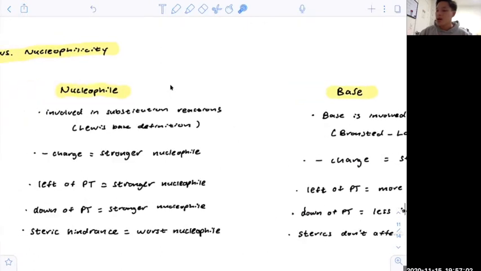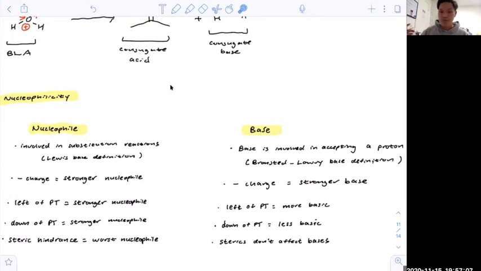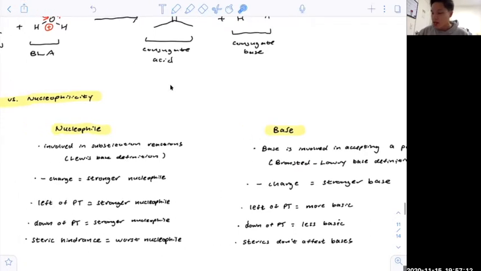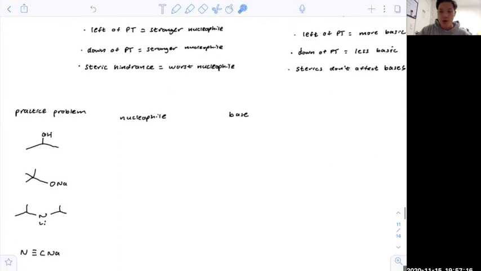Okay. So these are the biggest things that you would have to not memorize but know in terms of nucleophiles and bases. Okay. So let's go into a problem. I have these four molecules right here, and let's figure out if they're strong or weak nucleophiles or strong or weak bases, okay? So here we have methyl ethyl propanol, 2-propanol right here, right?